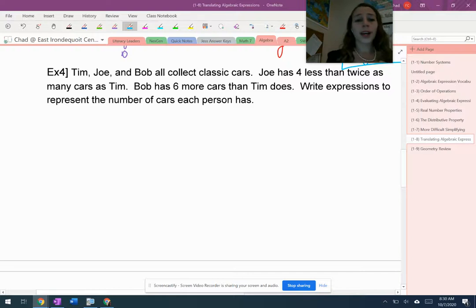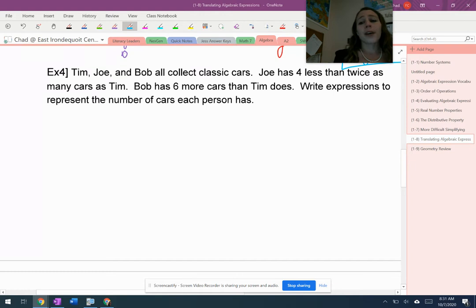Last example for 1-8, example number 4. Tim, Joe, and Bob all collect classic cars. Joe has 4 less than twice as many cars as Tim. Bob has 6 more cars than Tim does. Write an expression to represent the number of cars each person has.